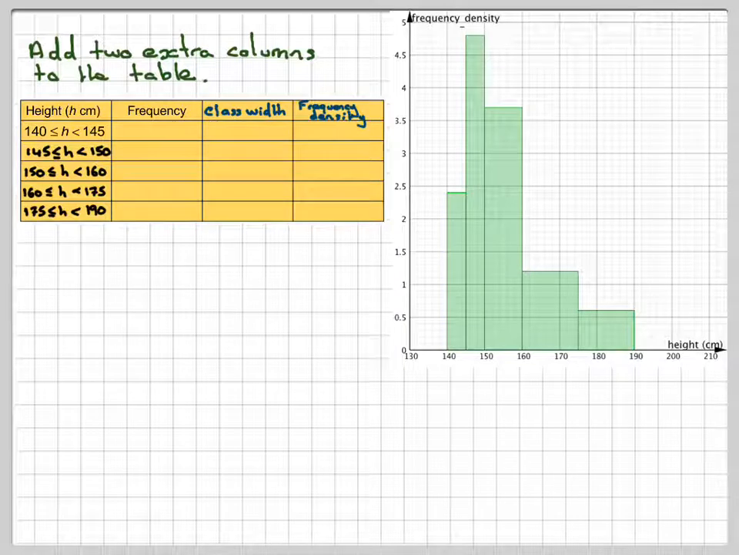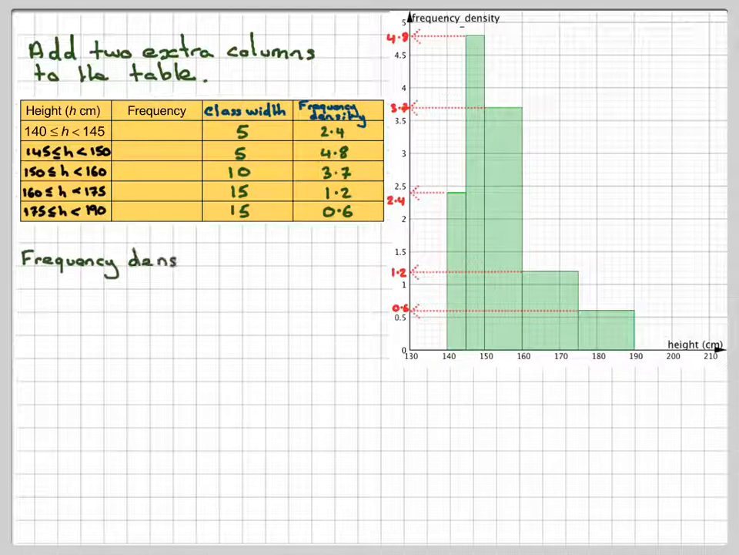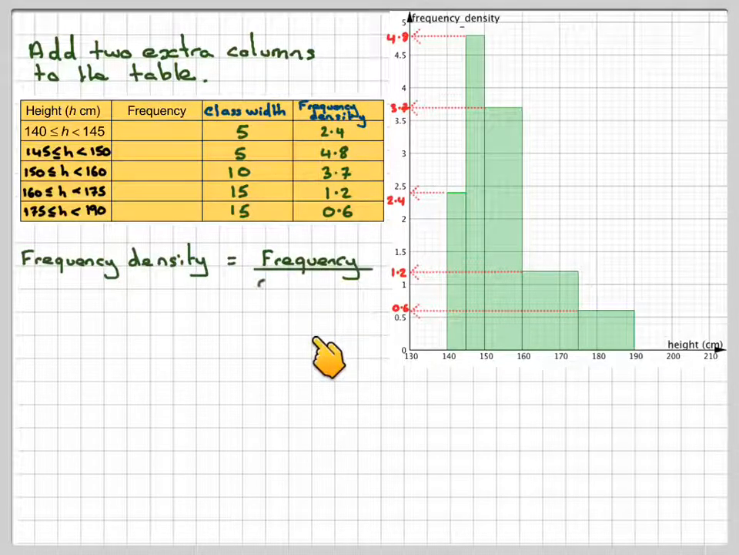Right, the class width of those we can work out from this. So we're going to get 5, 5, 10, 15 and 15. And the frequency density we can read off the vertical axis because this is a histogram, so that's going to be 2.4, 4.8, 3.7, 1.2 and 0.6. Now we know that frequency density is equal to frequency divided by the class width.